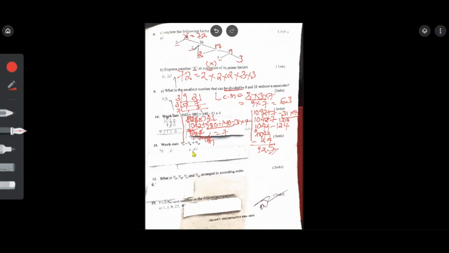If you go to the next sum, it is this one, and you want to work it out. So we have the number here.